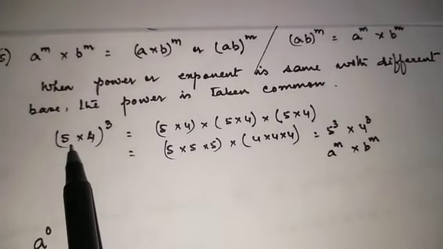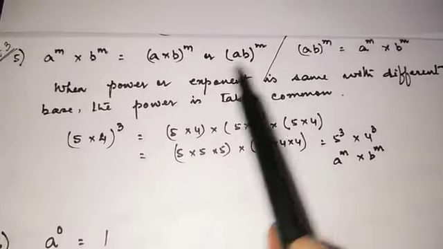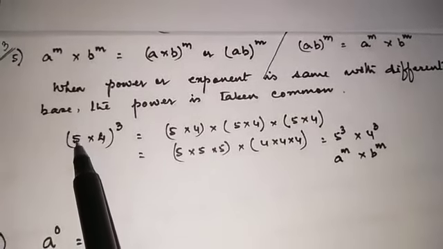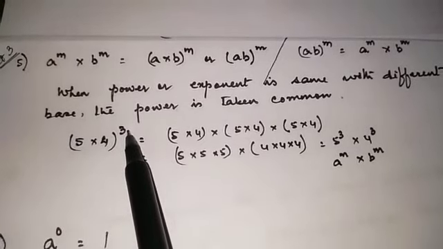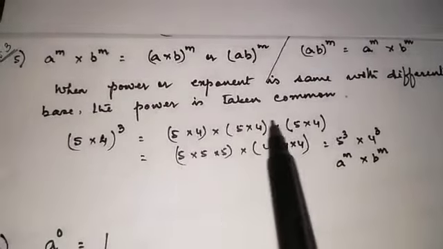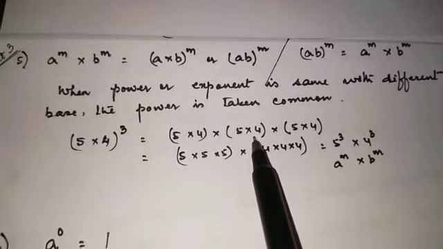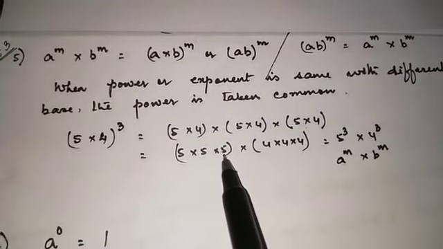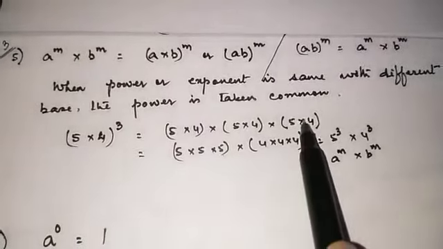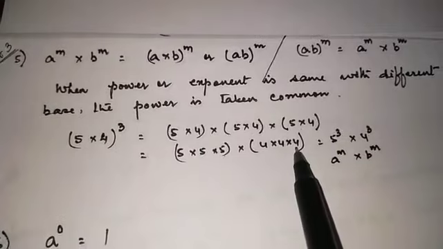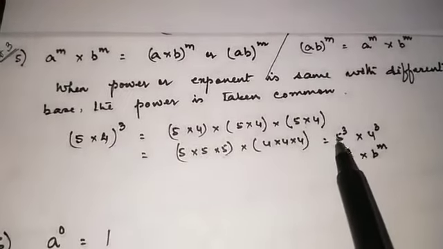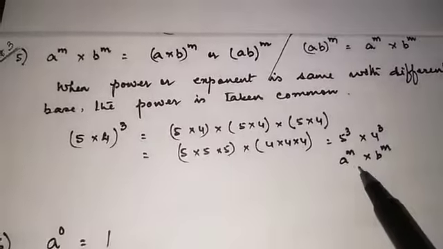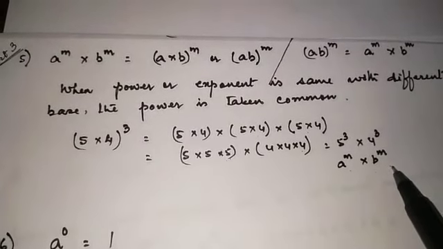Take an example, 5 into 4, that is ab. A is 5, b is 4. So (5 into 4) whole raised to the power 3 means 5 into 4 is multiplied 3 times. So 5 into 4 into 5 into 4 into 5 into 4. 5, 5, 5, 3 fives are there, so 5 into 5 into 5. 4, 4, 4, 3 fours are there, so 4 into 4 into 4. This is equal to 5 raised to the power 3 into 4 raised to the power 3. That is a raised to the power m into b raised to the power m.